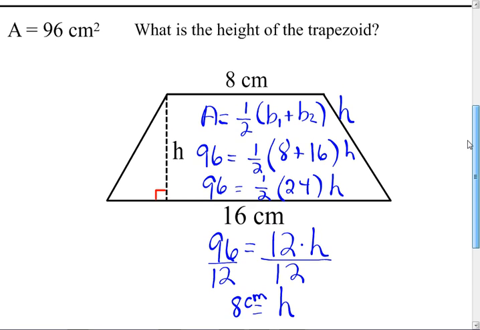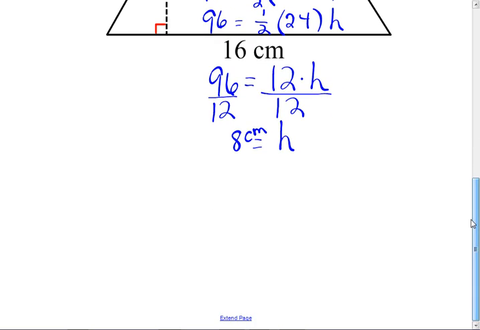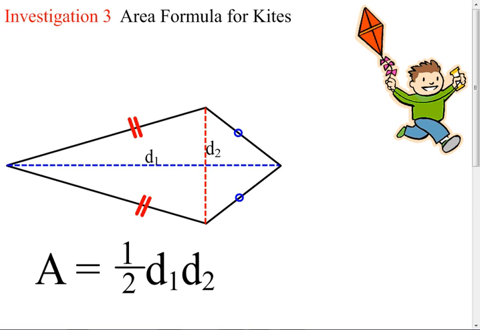Is that okay? One more shape. A kite. What's a kite? No, it's not a rhombus. A rhombus is a kite, but a kite is not necessarily a rhombus. It's a quadrilateral with nothing parallel, two consecutive pairs of sides congruent.